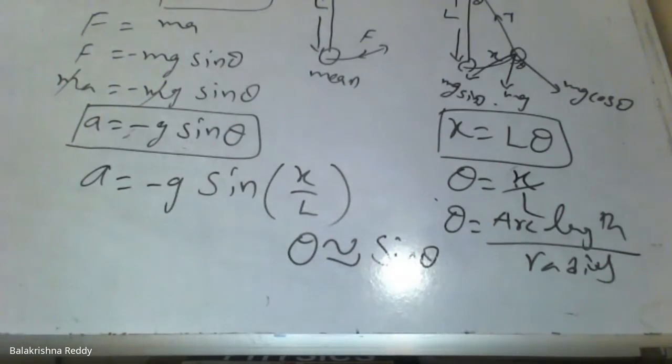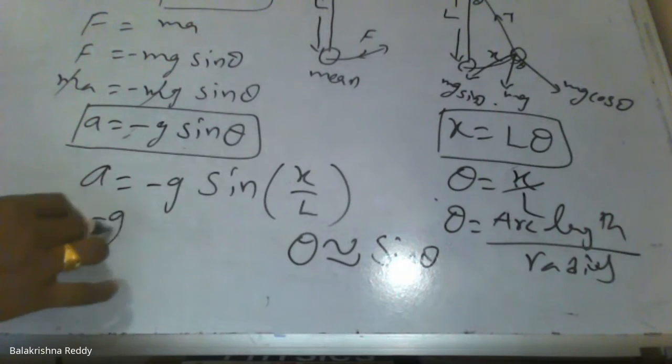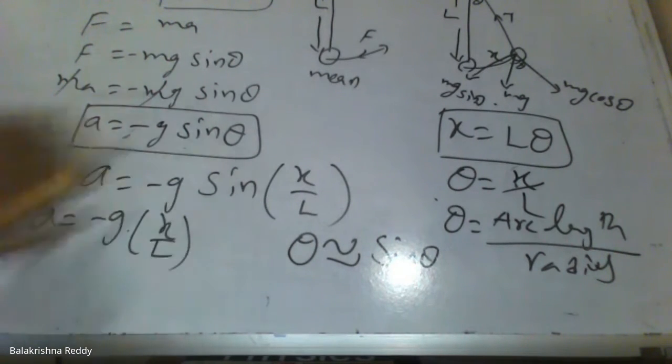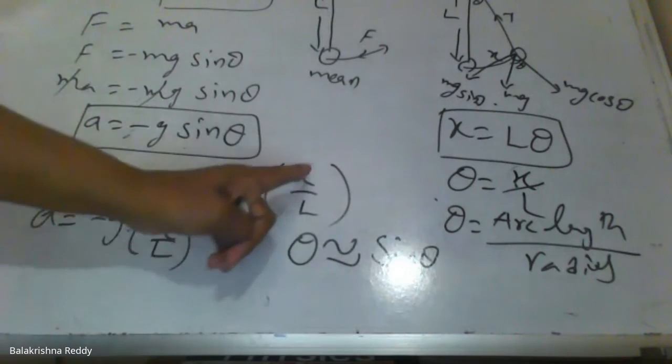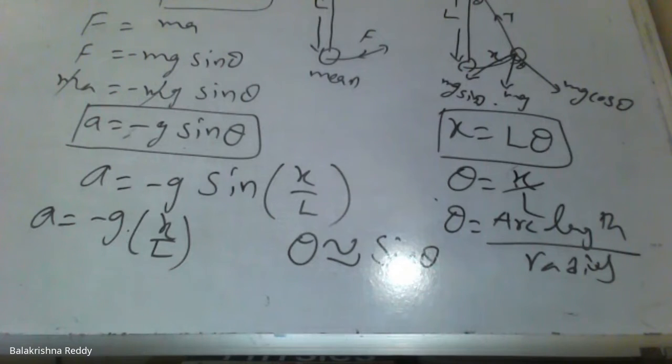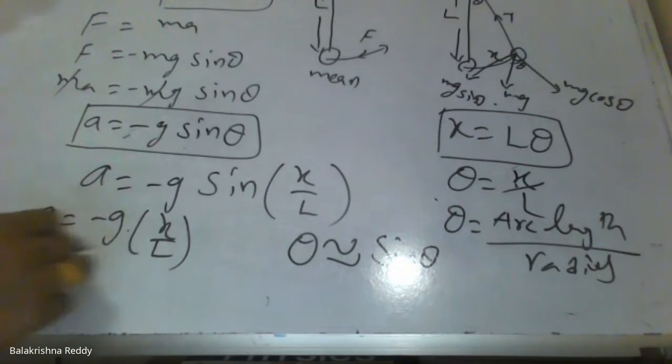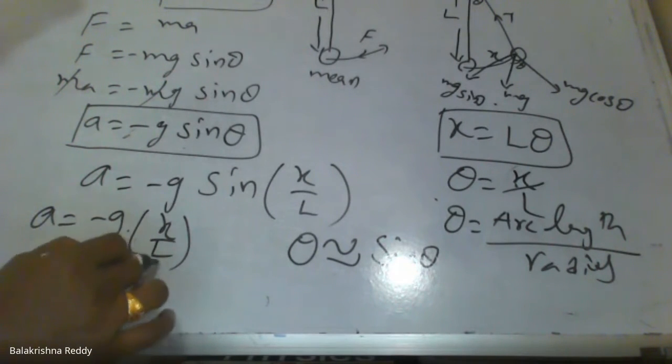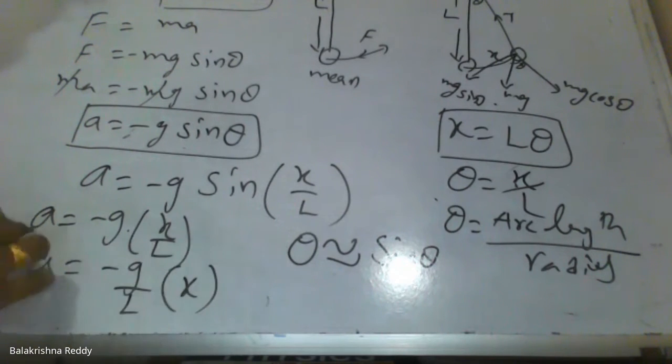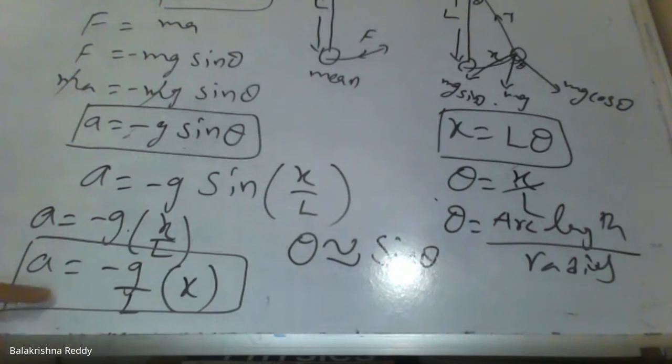So sine theta is approximately equal to theta. So I can take a equal to minus g into x by L, since sine theta is approximately equal to theta, and theta is x by L. So a equal to minus g by L into x, I got. Again, acceleration is directly proportional to displacement in the opposite direction, which is the condition that satisfies simple harmonic motion.